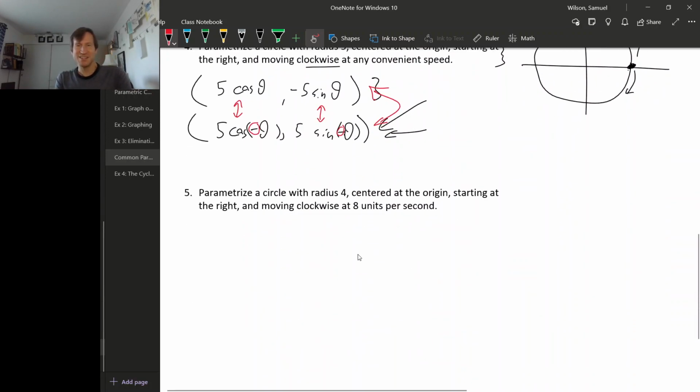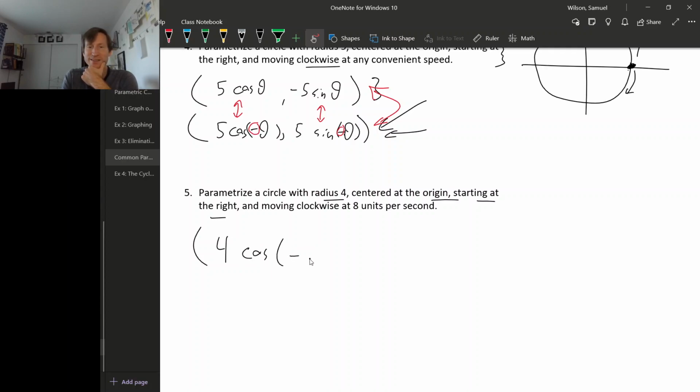All right, for our last variation on the theme here, let's parameterize a circle with radius 4 centered at the origin, starting at the right, but moving clockwise at 8 units per second. So let's get the circle locked down first. So it's radius 4, we're starting at the right, and we're moving clockwise, so we're going to have 4 cosine minus theta and 4 sine minus theta. Right? These minuses are what make us go clockwise.